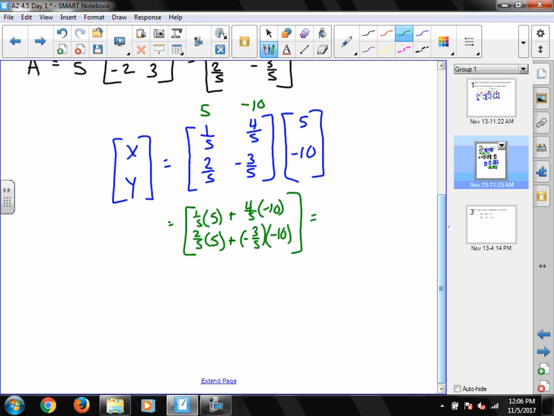Which is going to give me 1/5 times 5 is 1 plus 4/5 times negative 10 is going to give me a negative 8. 2/5 times 5 is going to leave me with 2, and negative 3/5 times a negative 10 is going to leave me with a positive 6.